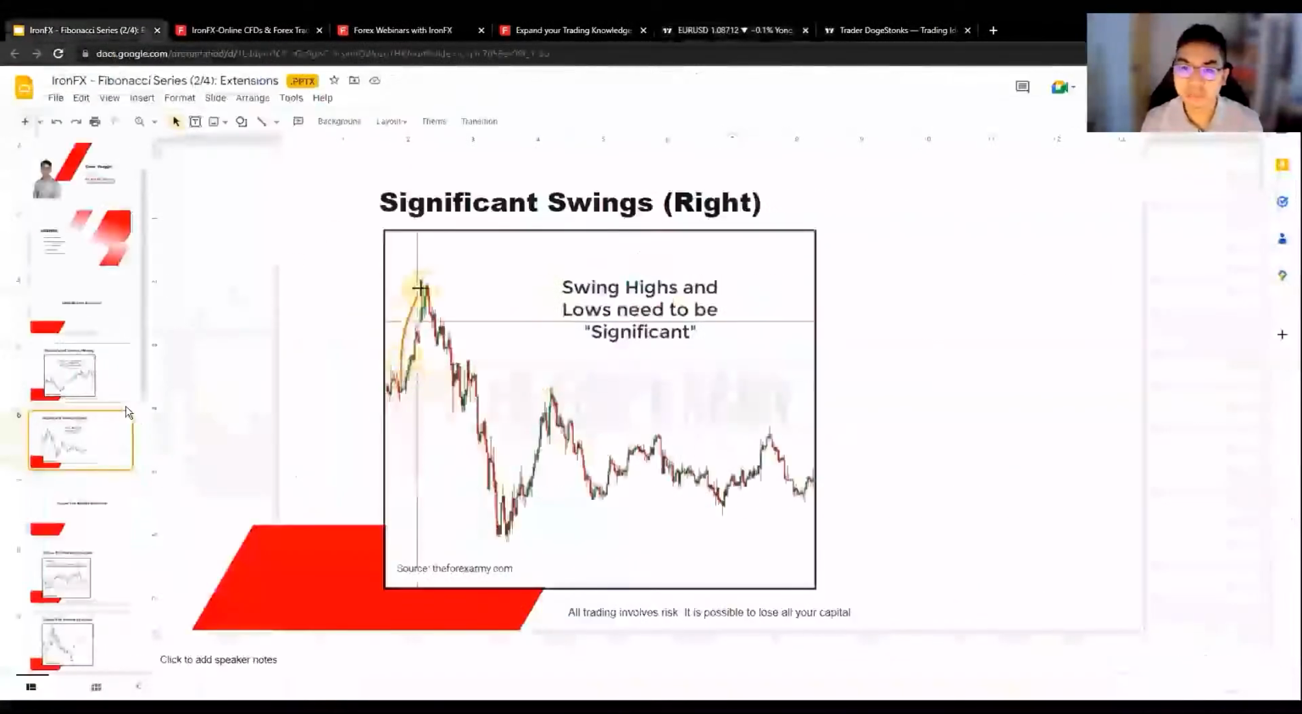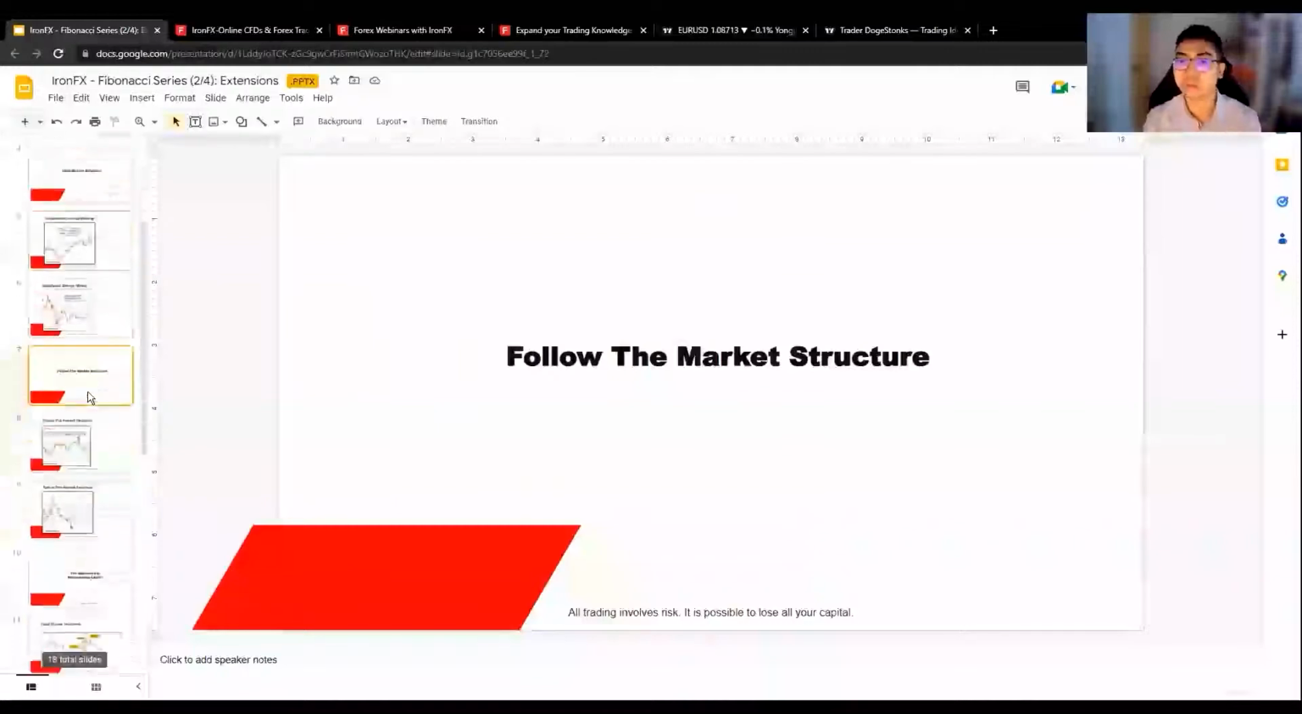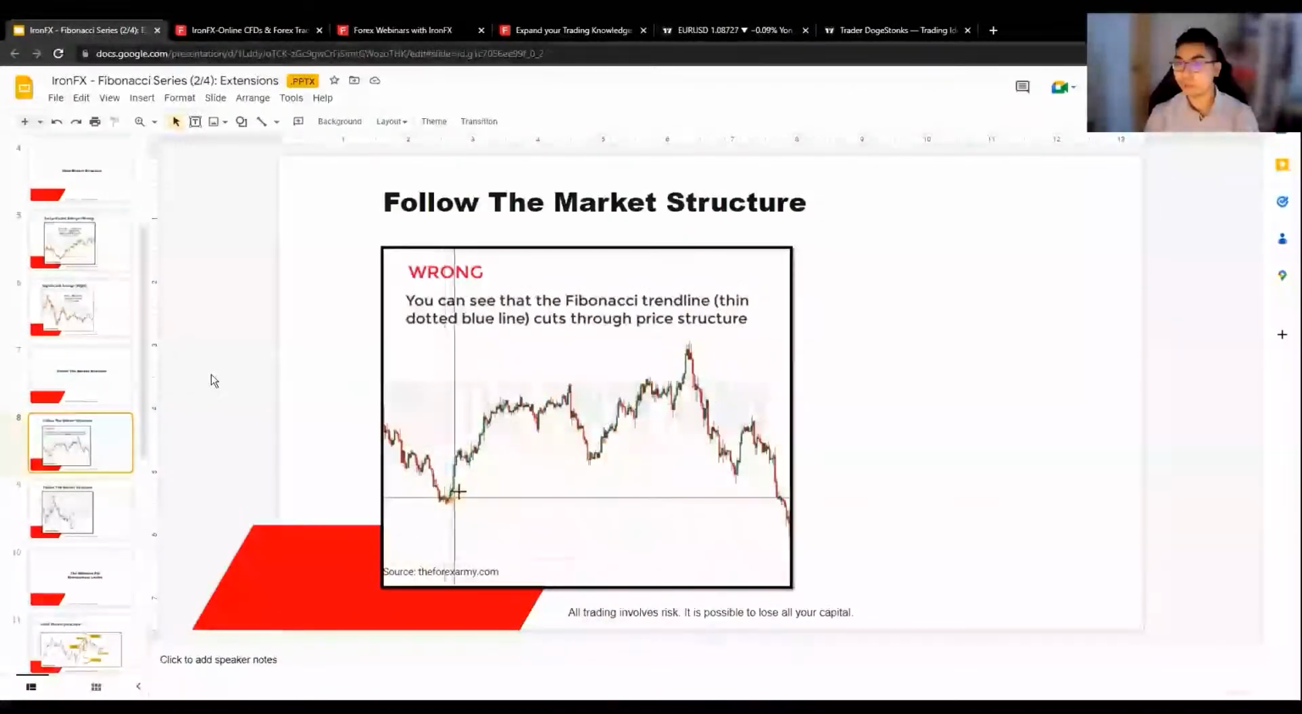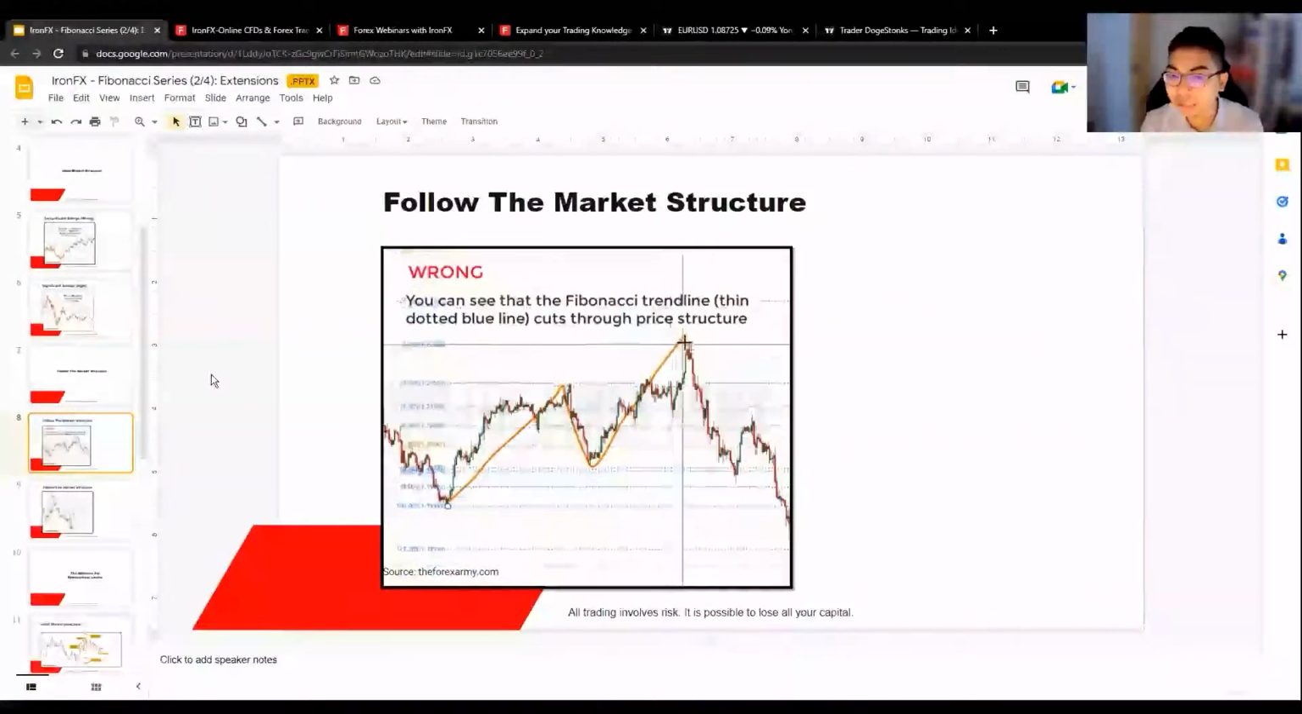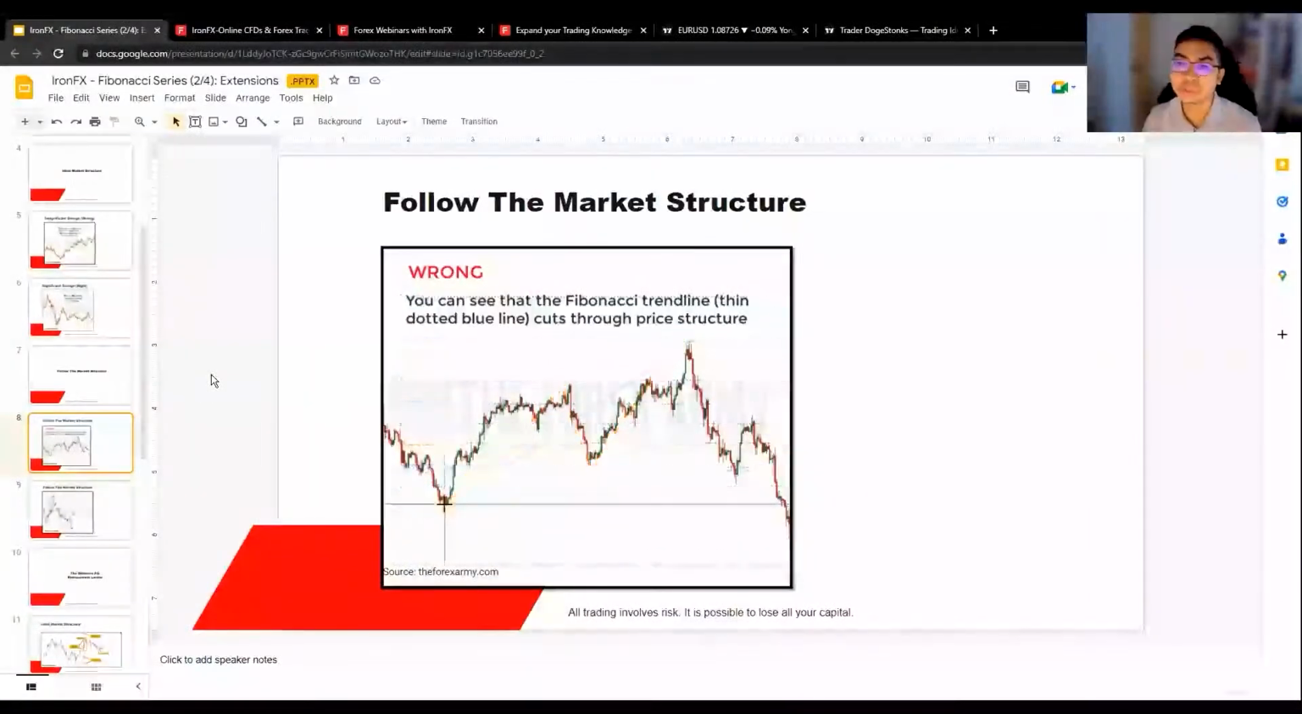So next, moving on to following the market structure. So we got to follow the market structure. Just now I showed you guys the trend line cannot cut through the Fibonacci trend line. So you take a look at this video, price actually cut through it. So it's not clean and it's the wrong way of drawing. So let's watch it one more time before I show you guys an example.